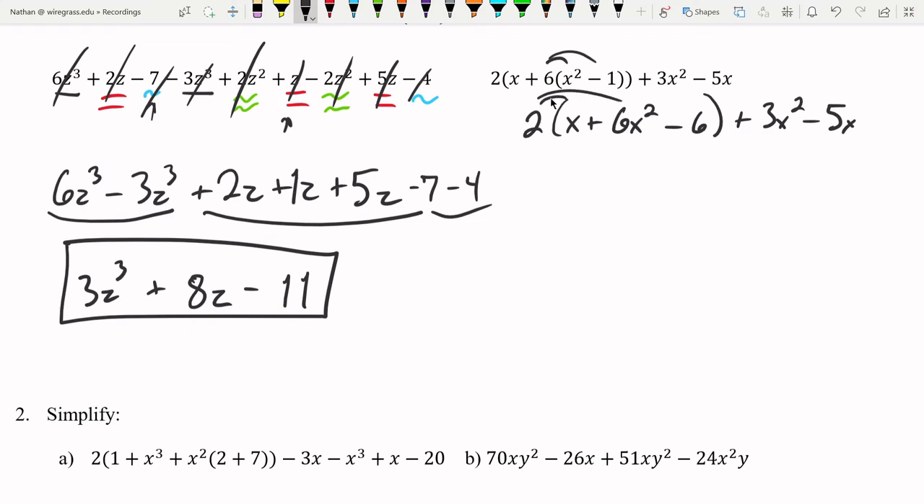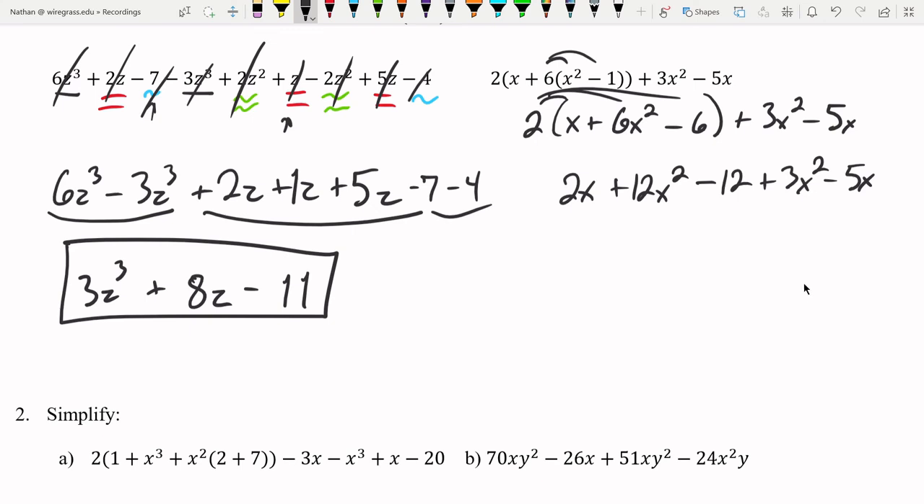Okay, now I can get rid of these parentheses by distributing the 2. 2 times x is 2x. 2 times 6x squared, you're going to multiply the numbers. 2 times 6 is 12. The variable stays the same. 2 times negative 6 is negative 12. And then we have plus 3x squared minus 5x.